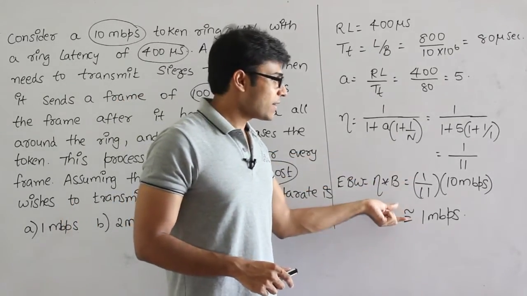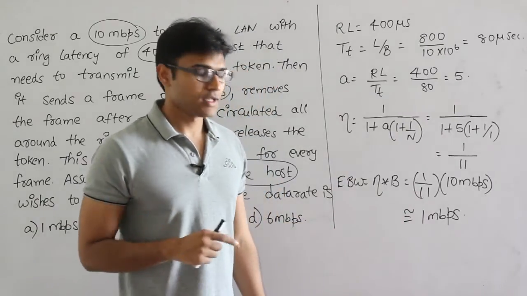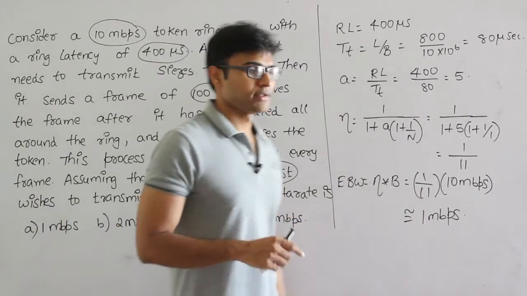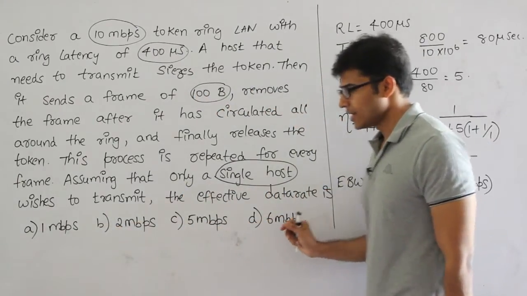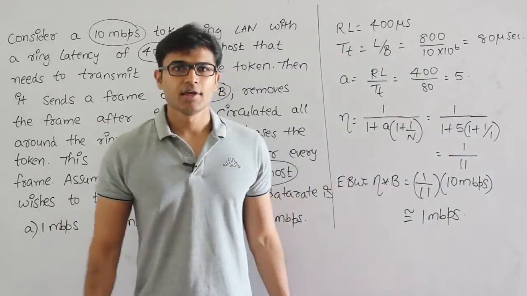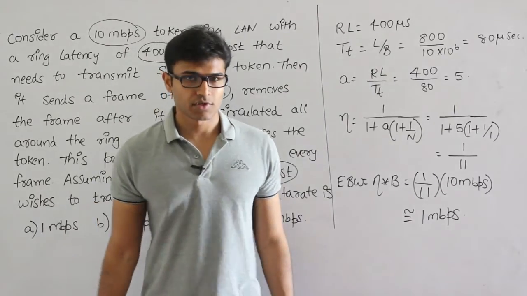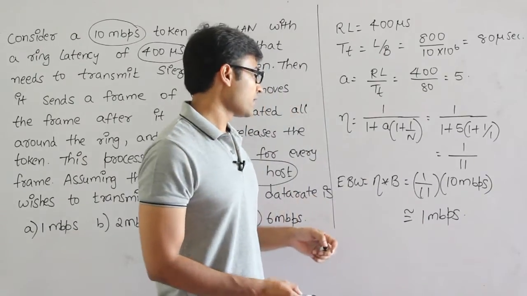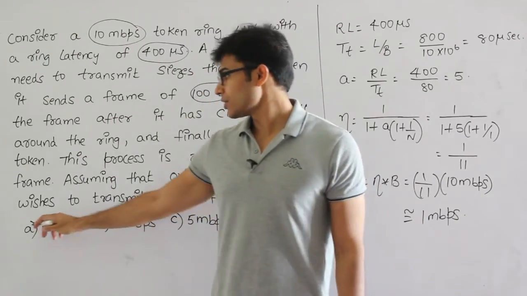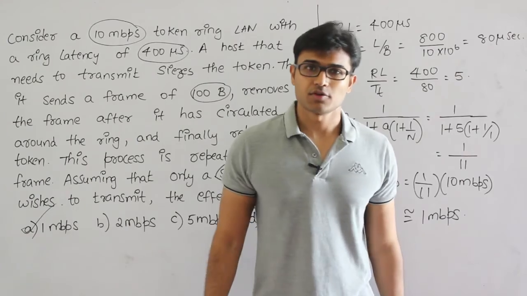So it is not actually 1, it is less than 1, but then it is close to 1 Mbps. In the options, you have 1 Mbps, 2 Mbps, 5 Mbps, 6 Mbps. Actually it should be 10 by 11, which is very close to 1. So there is no other option which is close to 10 by 11 other than 1 Mbps. So the answer is A. A is the answer, and this is how you should be solving this question.